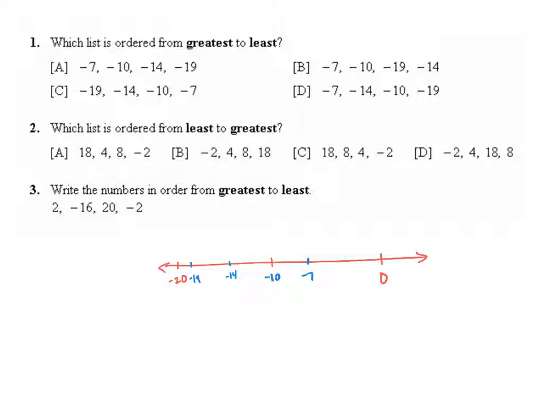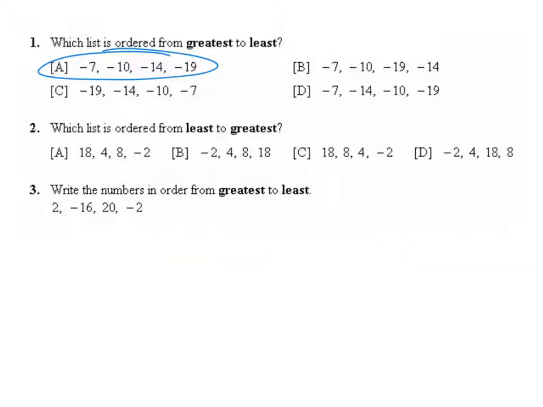So when we're arranging numbers from greatest to least, we want the ones that are furthest right first, because those are going to be your greatest ones. So we want to go this direction. We want to say -7, then -10, then -14, then -19. And that looks like that is choice A.